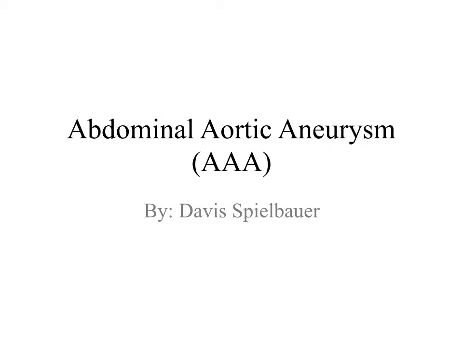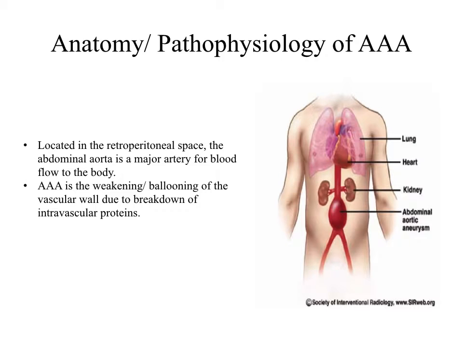Hey y'all, I'm going to give a brief overview of the assessment, diagnosis, and management of abdominal aortic aneurysms. The abdominal aorta is a major artery of blood flow to the body located in the retroperitoneal space.